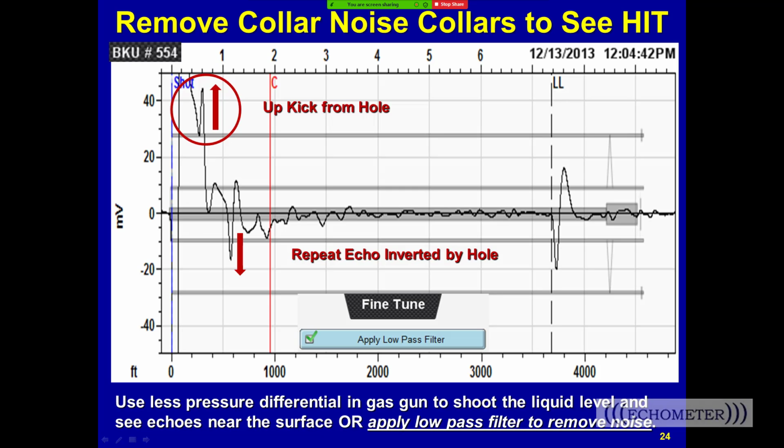You'll get an idea after shooting fluid levels on wells what a reasonable pressure to use is. So maybe one guy in one field has to always use 1,000 psi of differential pressure to shoot the fluid level, and another person always just uses 100 psi, and that's because the well conditions are different, and so you have to adjust your well pressure based on your well conditions.